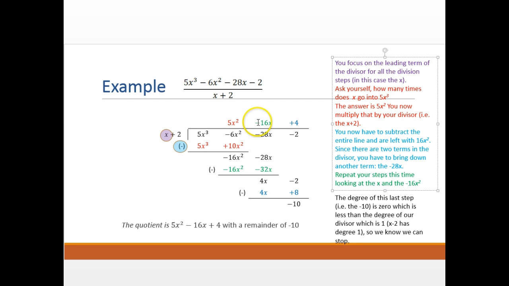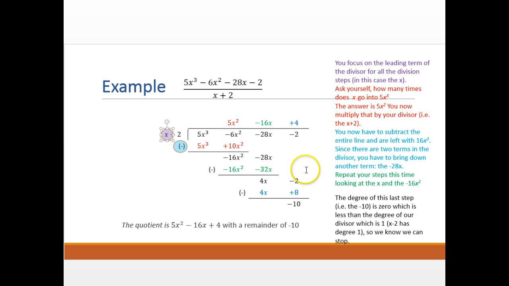That is where I start repeating myself now. Negative 16x times x is negative 16x squared. Negative 16x times positive 2 is negative 32x. And this basically winds up giving me my new line that I have to subtract. Negative 16x squared minus 28x minus the quantity negative 16x squared minus 32x. Negative 16x squared minus negative 16x squared should be 0 if we did this right. Negative 28x minus negative 32x is 4x.